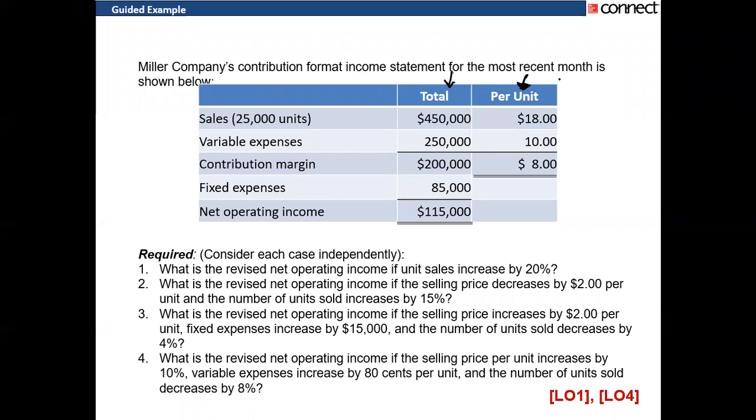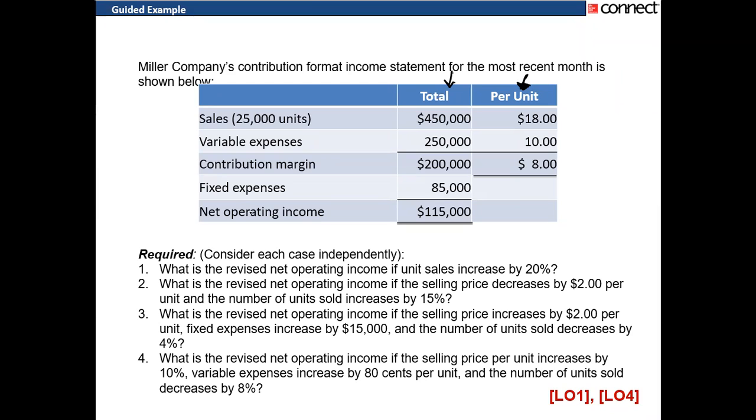But what you'll do, again, I am reiterating, when you use the contribution format income statement for a solution, please insert a separate column on the right to express the number in terms of per unit, what is happening on a per unit basis.